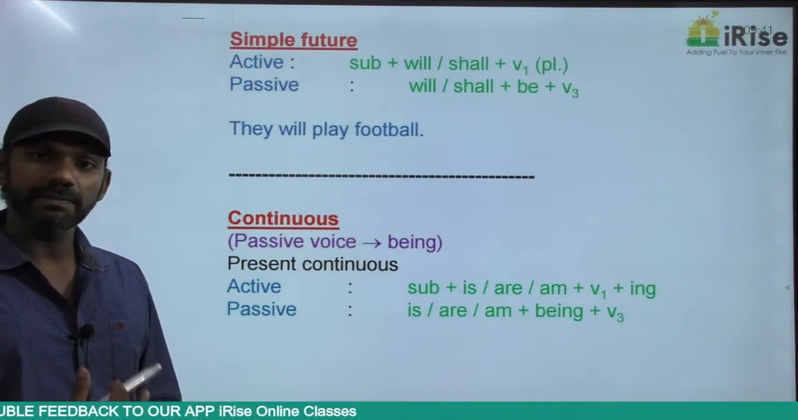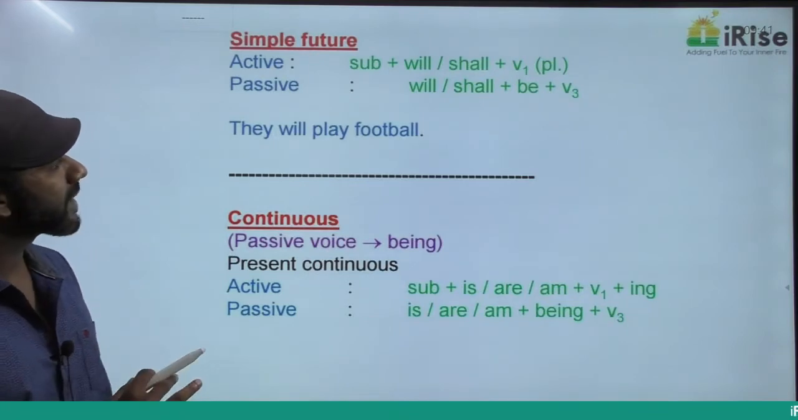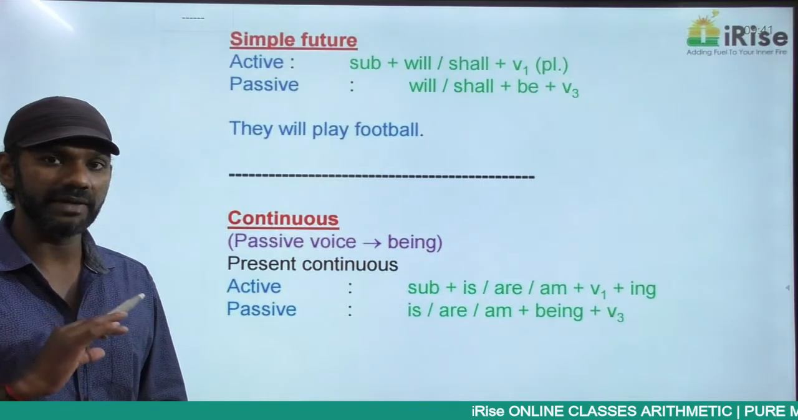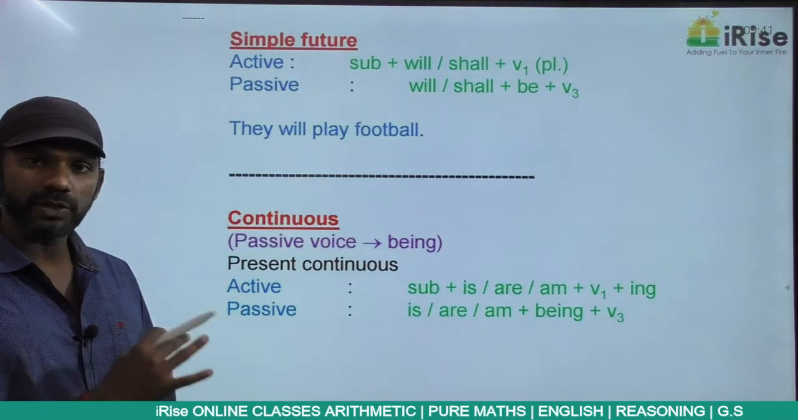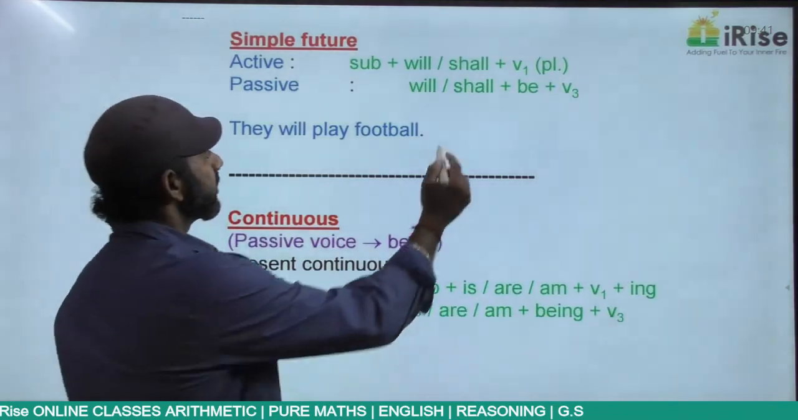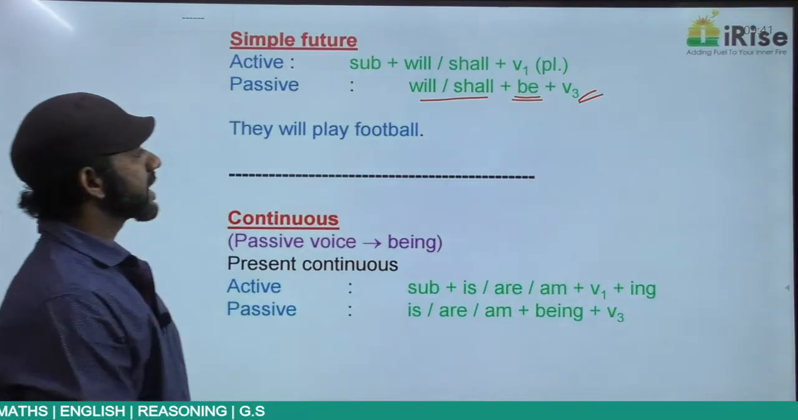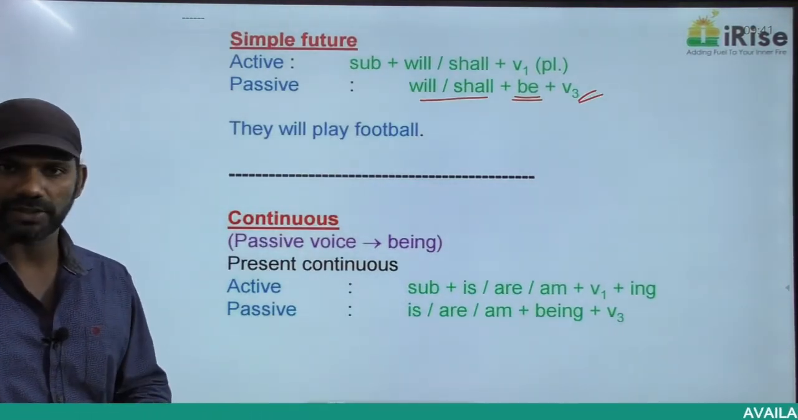Come to the last category in the simple tense, simple future. The structure of simple future in the active voice is subject plus will or shall plus V1 plural. As you know, in the future tense, a singular verb never appears. The structure of simple future in the passive voice is will or shall plus be plus V3. Will or shall plus be plus V3 is simple future in the passive voice.